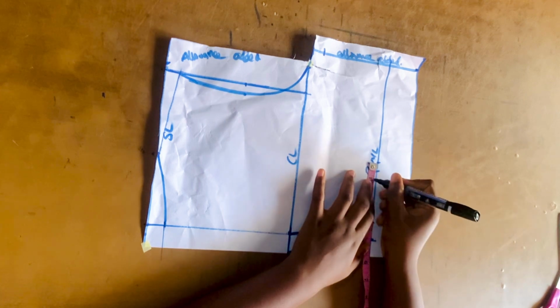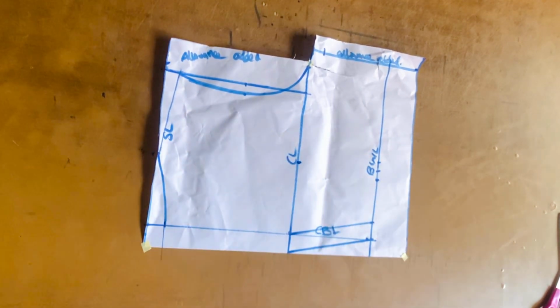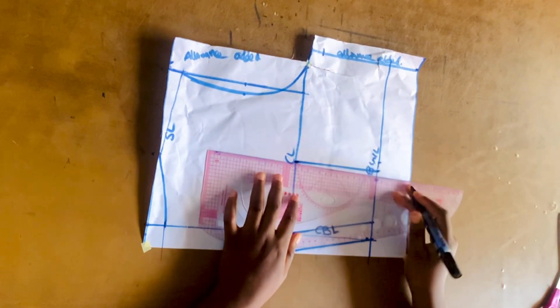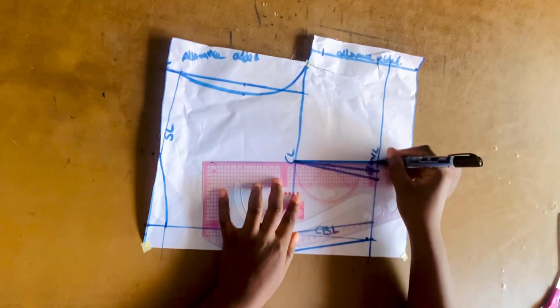Then I'll take 0.5 inches on both sides. On the chest line, I'm also going to take my dart, which is 4 inches. Then I'm going to connect together. So don't forget that you take the dart from the center back line, which is the original line, so that it's going to be equal. Then I'll connect my darts together.